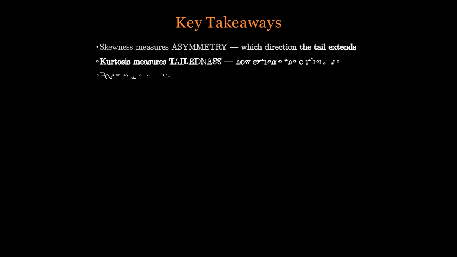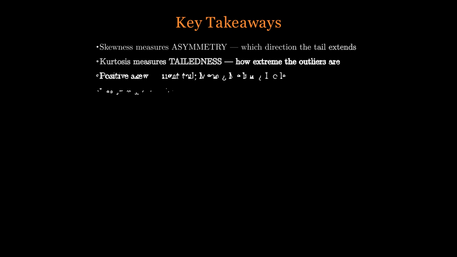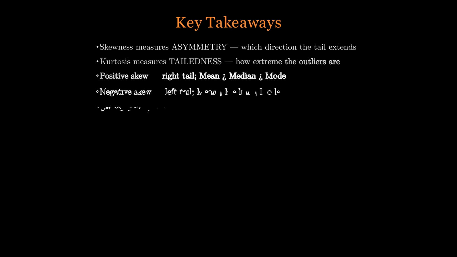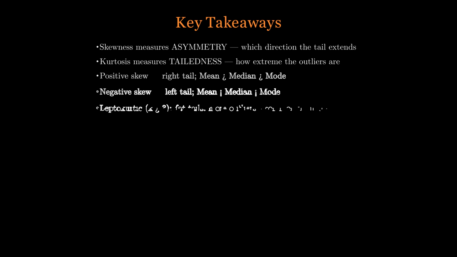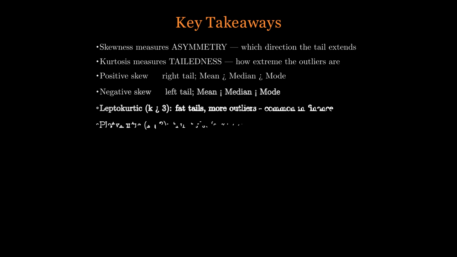Let's wrap up with 10 essential takeaways. Skewness tells you the direction of asymmetry, which way the tail points. Kurtosis tells you about the extremes, how fat or thin the tails are. For right skewed data, mean exceeds median exceeds mode. For left skewed data, the order reverses. Leptokurtic distributions are everywhere in finance. Never assume normality for returns.